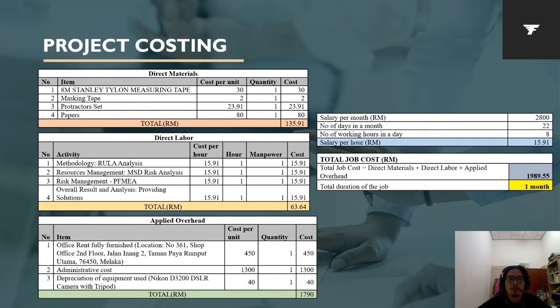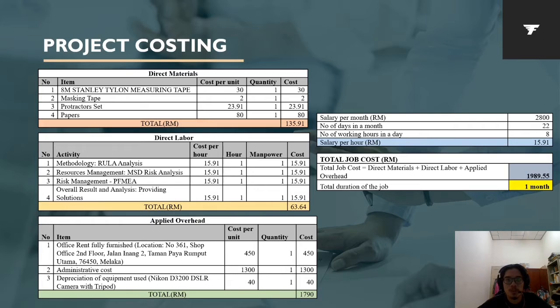For direct materials, we use a measuring tape, protractor set for measuring purposes, masking tape for marking purposes, and papers for documentation or worksheet purposes. So the cost is Ringgit 135.91. For direct labor, the activities conducted by ergonomists involve ruler analysis, MSD risk analysis, BMMA analysis, risk management, and providing solutions with overall result and analysis. So the cost is Ringgit 63.64.